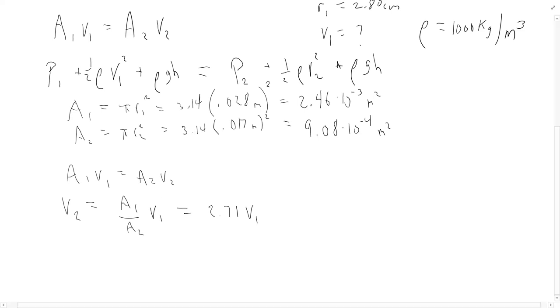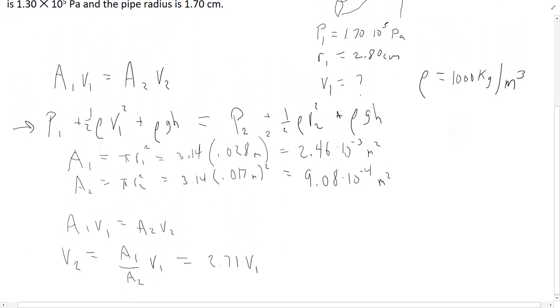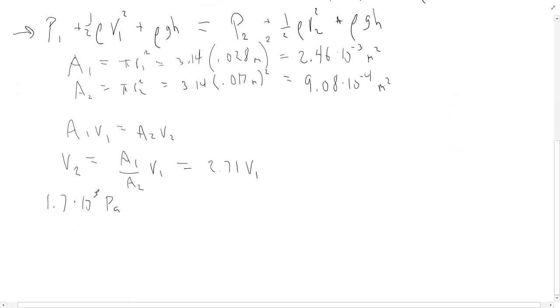We're using the Bernoulli equation. So that is P1. P1 was 1.7 times 10 to the 5 Pascal plus 1/2 rho. We can plug in the density of water, 1,000 kilograms per cubic meter, times V1 squared. That's what we're looking for. Plus rho, again, 1,000 kilograms per cubic meter, times g, which we'll say is 9.8.